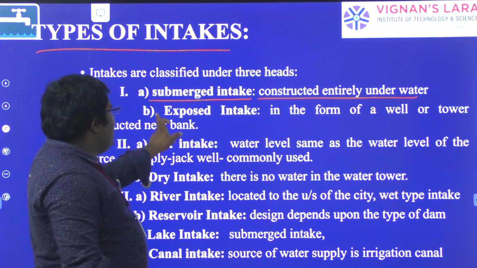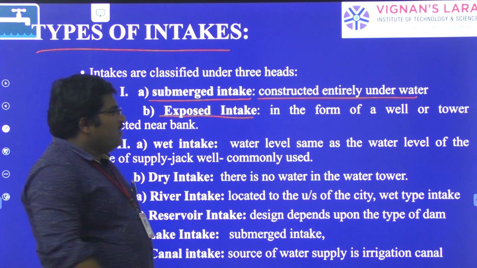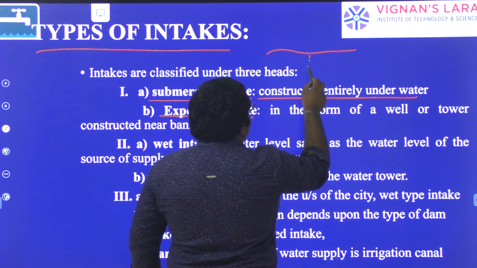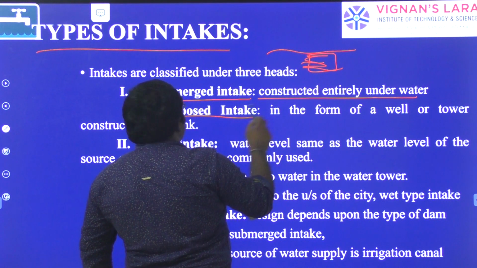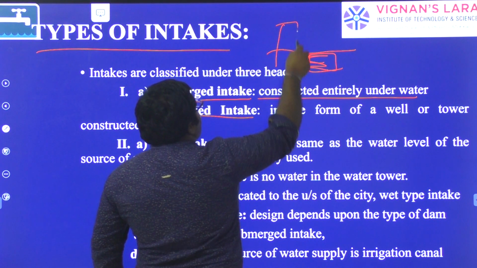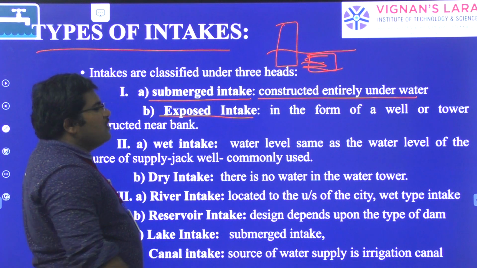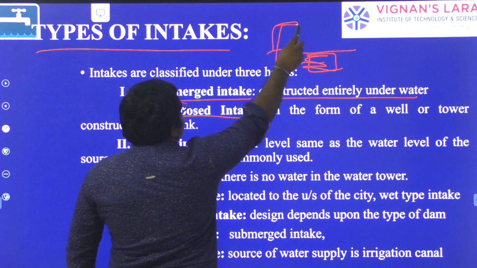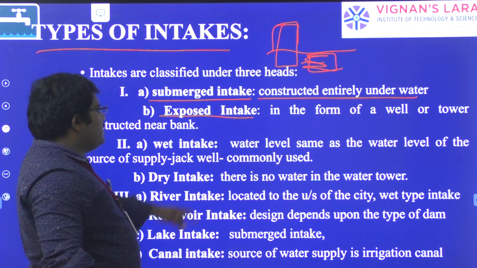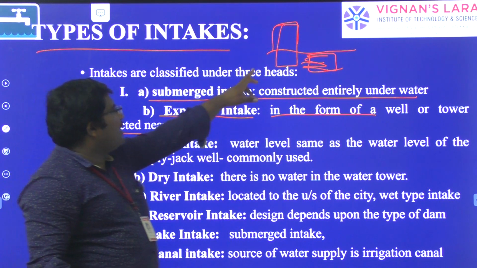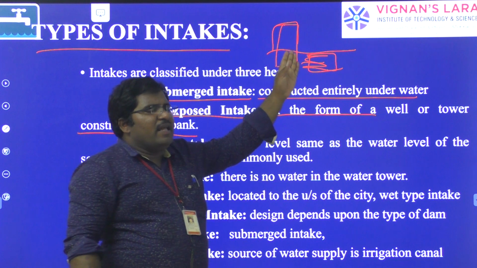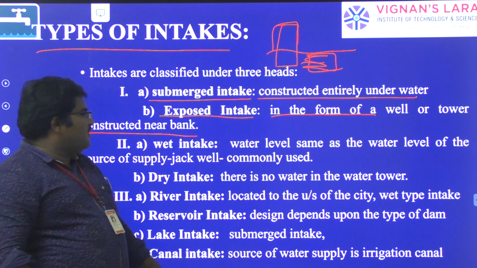Then coming to the exposed intake. That means if this is the water level, the first one, submerged, will be there inside the water, and in case of exposed, it will be constructed like this. So only the remaining part will be exposed. It is in the form of a well or a tower constructed near the bank.